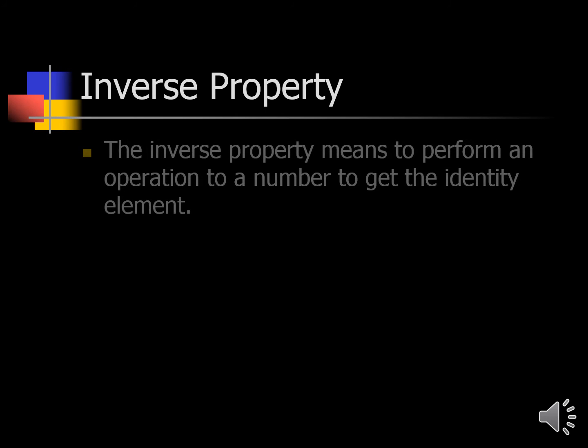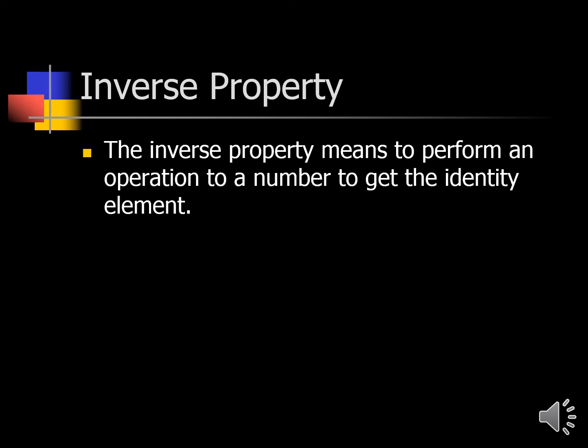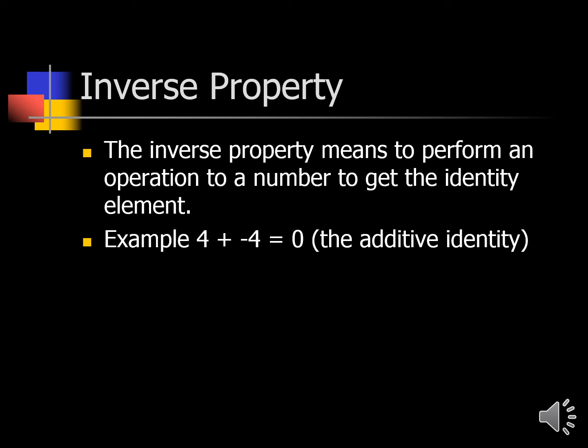The inverse property is probably the most difficult of the properties. The inverse property means to perform an operation to a number and get the identity element as your answer. A reminder to you from the last slide that 0 is the identity element for addition and subtraction, and 1 is the identity element for multiplication and division. So for the additive identity being 0, when we have the number 4, we want to add negative 4 to it to get 0.